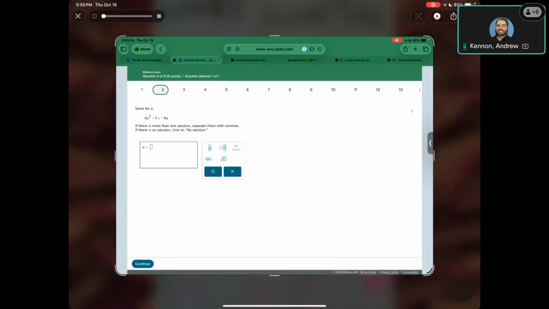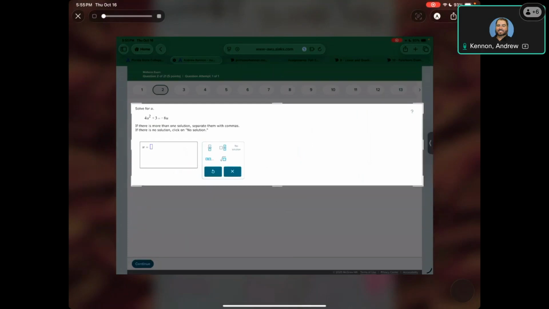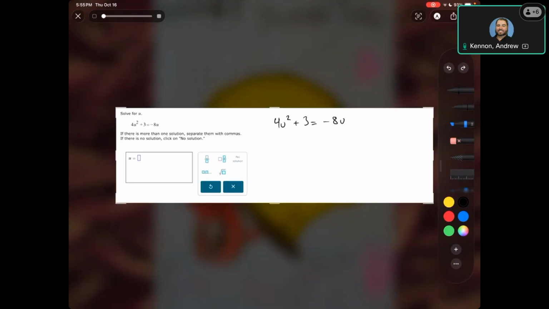Okay, the last one said to factor, so you knew you were supposed to factor. This one just says solve. The way I know that I'm supposed to factor is if there is an x squared and an x. Since there is an x squared and an x in this problem, that tells me to factor. So the first thing I want to do, since there's an equal sign, is set it equal to 0. So 4u squared plus 8u plus 3 equals 0.